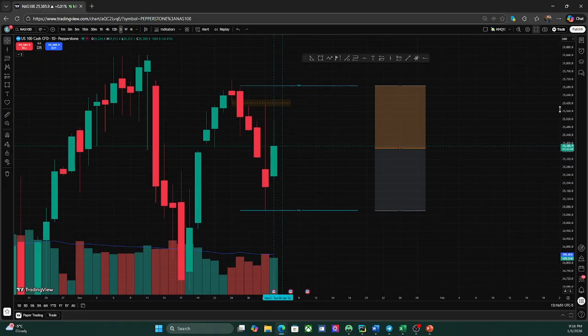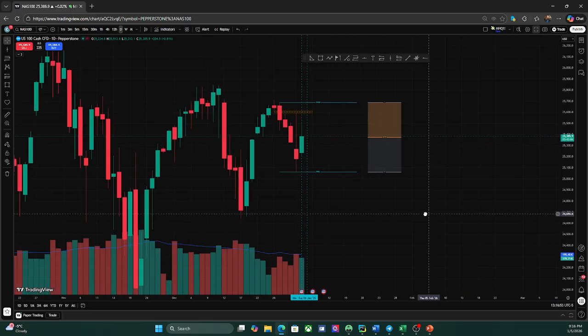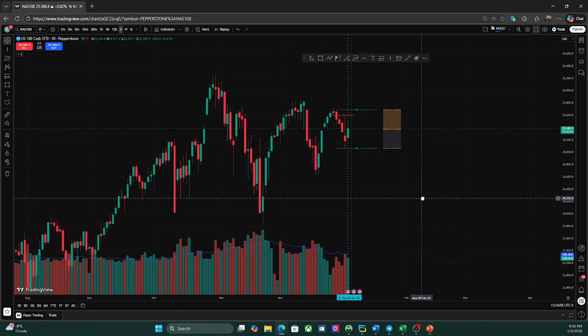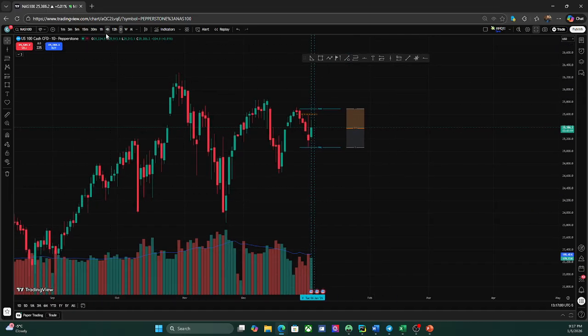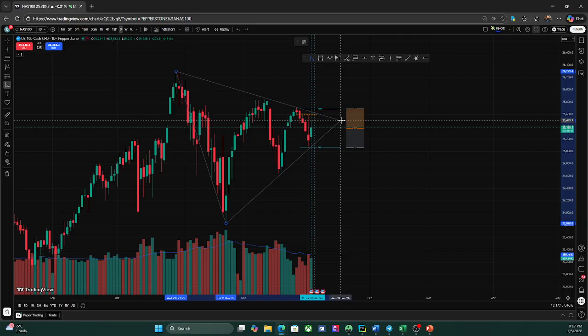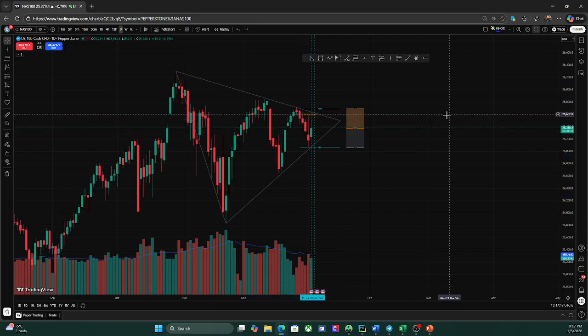Then something I wanted to share with you before this: we have a kind of shape that we can call a triangle. In a triangle move, it means that the price is accumulating, right? It's taking liquidity, so the price is accumulating.